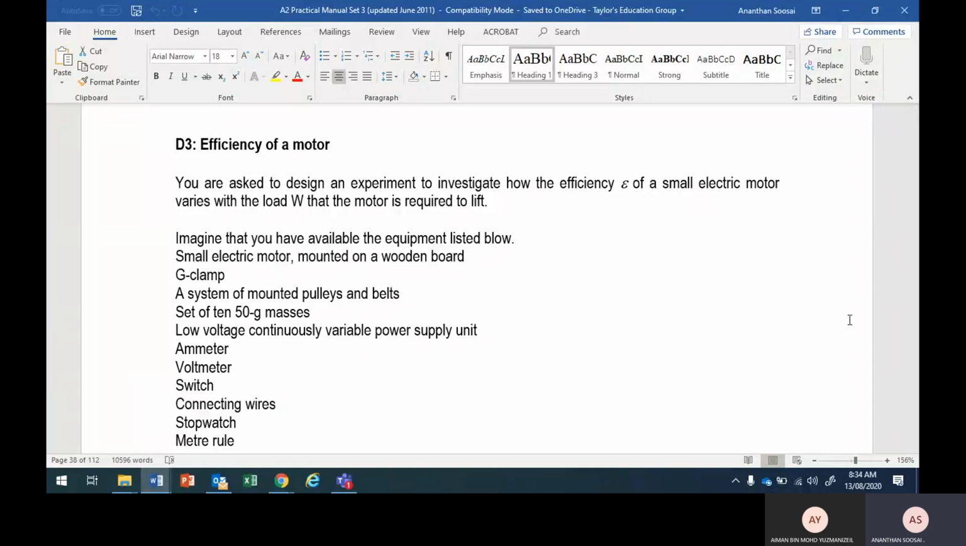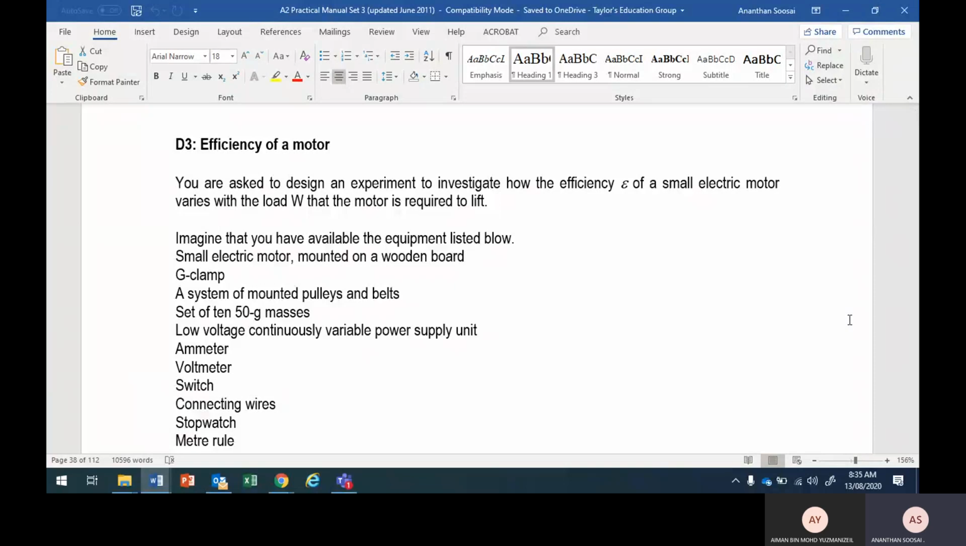Easy way is pulling something up, like a mass, a slotted mass, pulling it up. So the motor will do work, so we measure the output power. Input power we can measure by supplying the electrical power, right? Connect the motor with a circuit board. The input power can be measured by using what formula? The electric power, I and V. P equals IV. You can measure the input power.